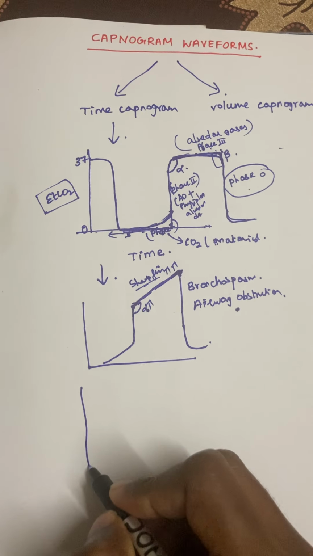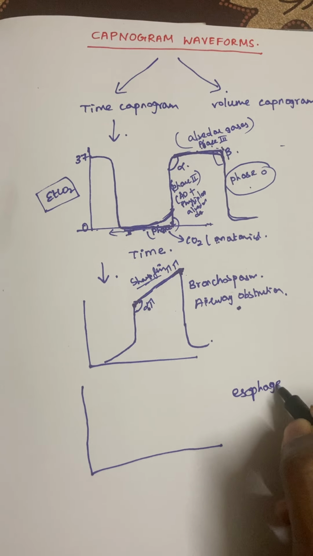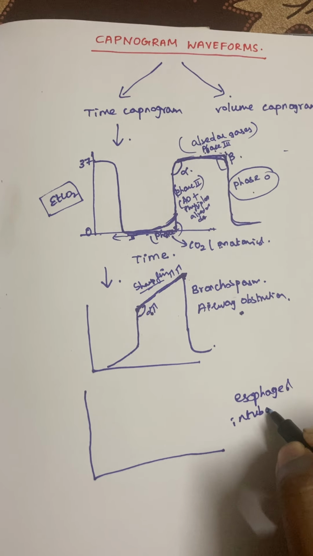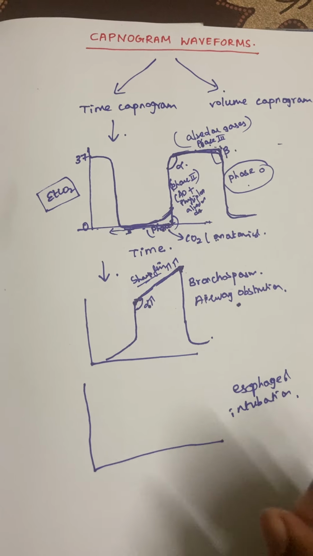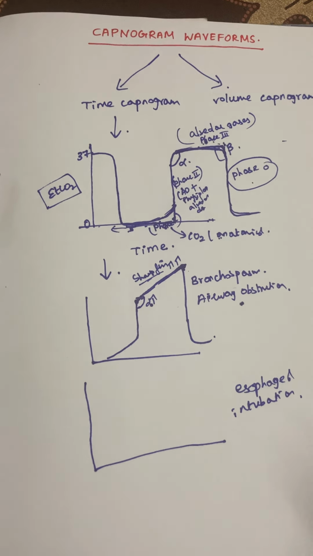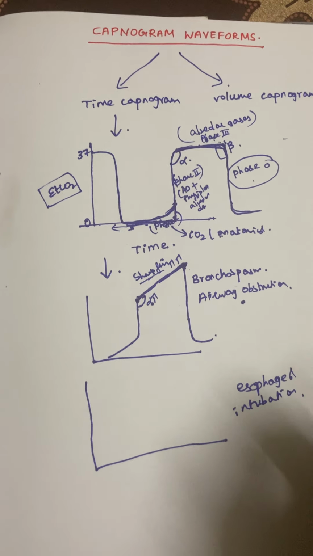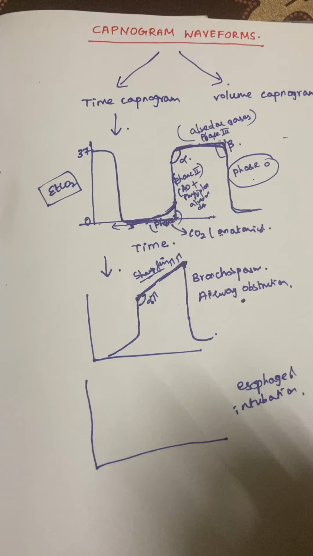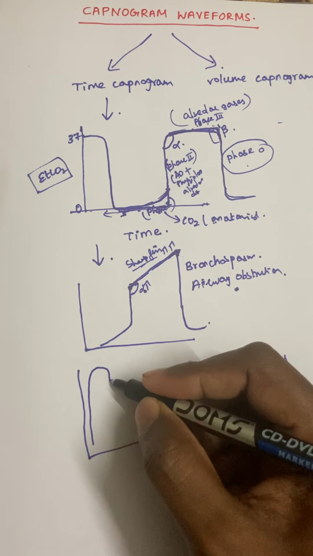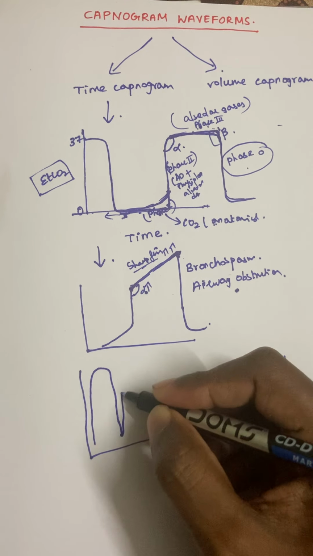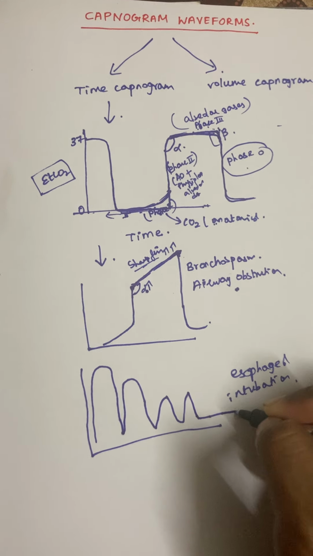The second abnormal waveform is esophageal intubation. What happens in esophageal intubation? Suppose you have intubated the esophagus. During mask ventilation, some of the gases have reached the abdomen, so carbon dioxide will also be present in the stomach. Or else, if the patient has taken some carbonated drinks beforehand, there will be an initial increase in carbon dioxide concentration, followed by a decremental response in subsequent breaths, and complete absence of carbon dioxide at the end.